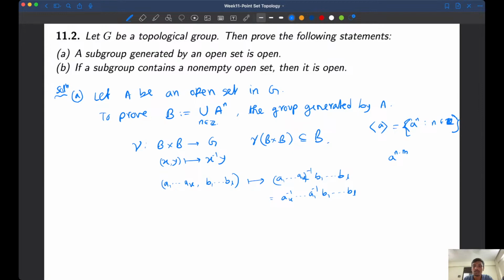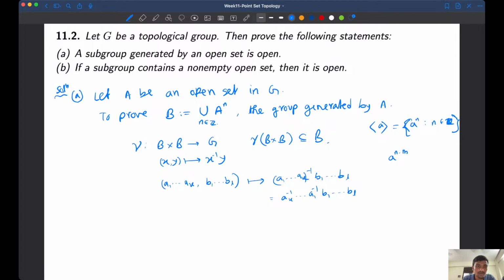Similarly, if you do the same thing here in this group B, then I'm also saying that this gamma is closed in B. So if you consider this operation, it still gives me an element of this B. That's my claim.